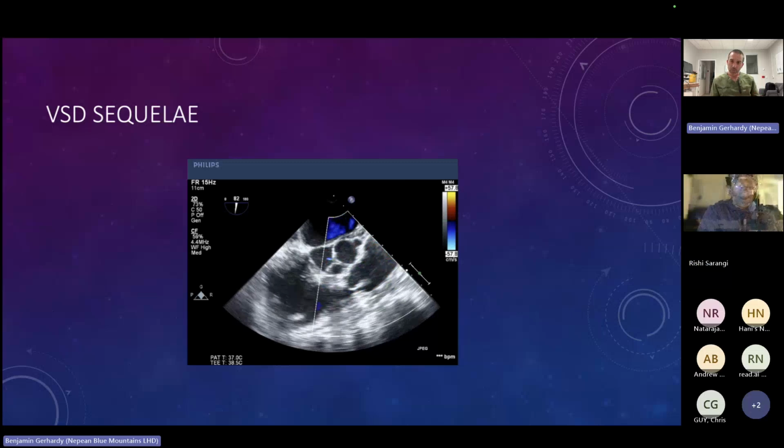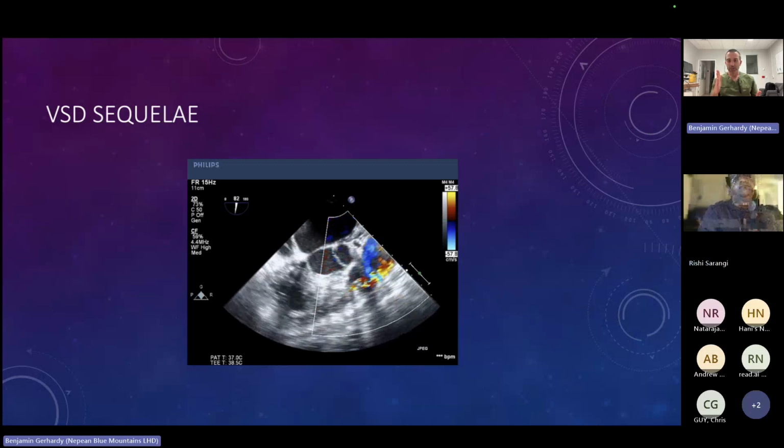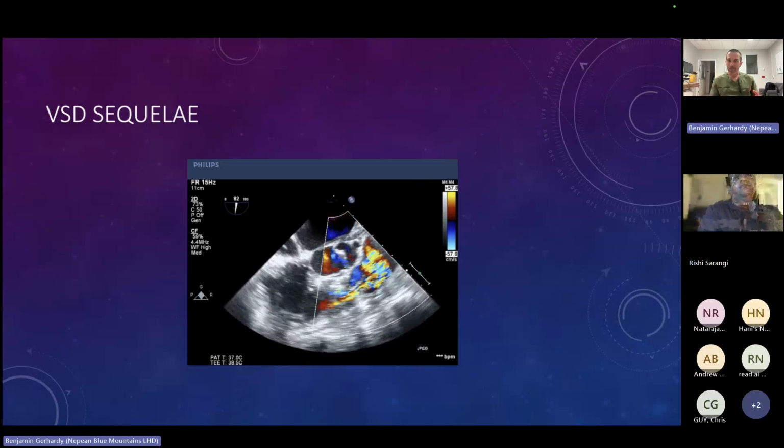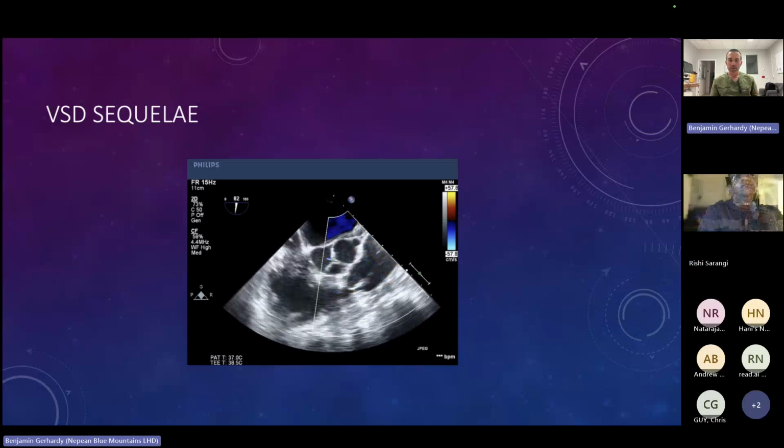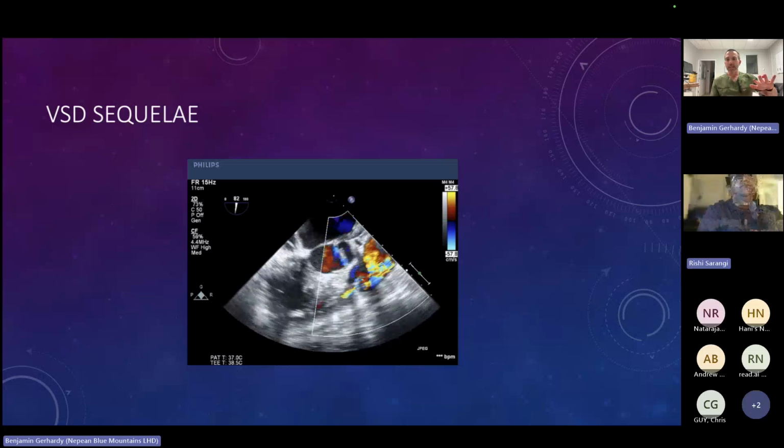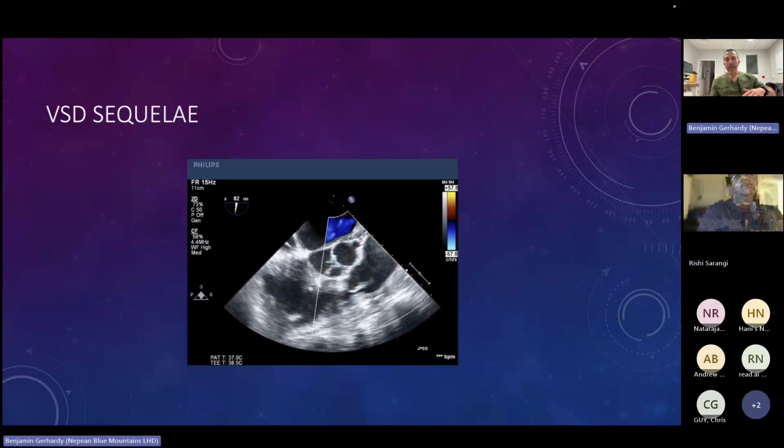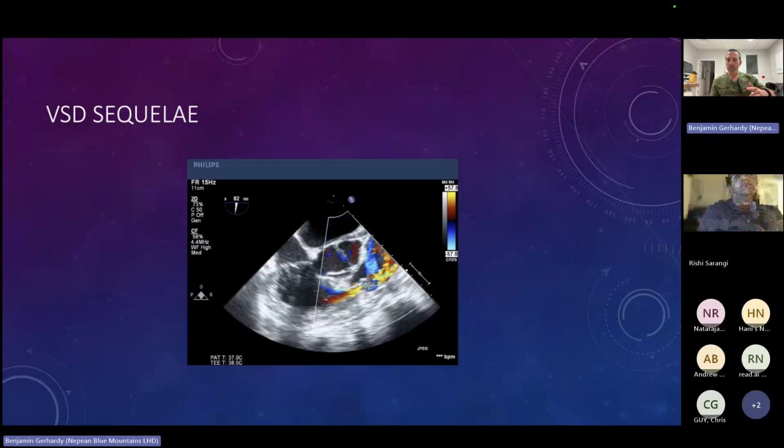However, because of that strong pressure differential between your LV and your RV, the blood is driven into the RV with a fair bit of force. When that blood is driven into the RV with a fair bit of force, it's going to impact against part of the RV. And when it impacts, it can effectively cause a shear or a pressure injury.